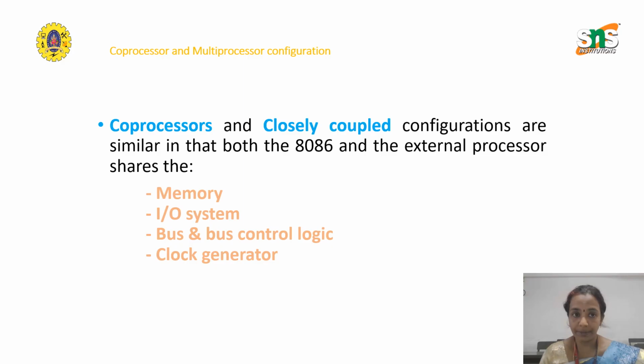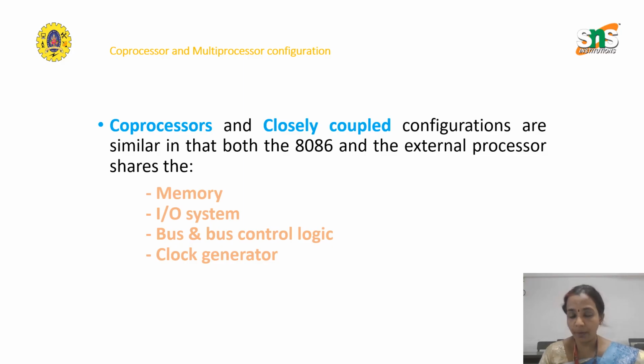8086 is one of the kinds of processor which is used for communication and continuous long-run processes. The maximum mode of 8086 is designed to implement three basic multiprocessor configurations. The very first one is coprocessor, then closely coupled and loosely coupled. The coprocessor is nothing but 8087. Closely coupled is 8089 and loosely coupled is multibus.